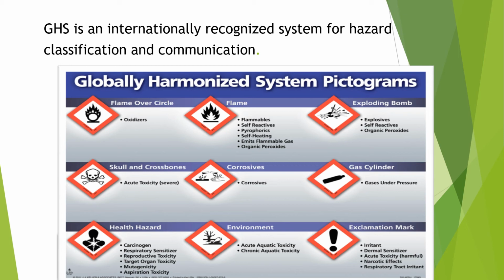That is an oxidizer. If you get to see a flame, that is, of course, flammable. And then there's the exploding bomb, and the skull and crossbones, which means acute toxicity. Corrosives, and the gas cylinder, which means gases under pressure. Health hazards, if it's carcinogenic or toxic, or a respiratory sensitizer. And then there's the environment, of course, if the substance will be exposed to or released to the environment. And then that's the exclamation mark, which means it's an irritant.